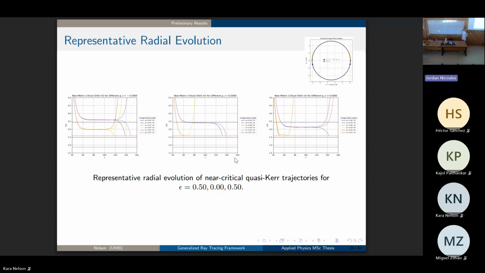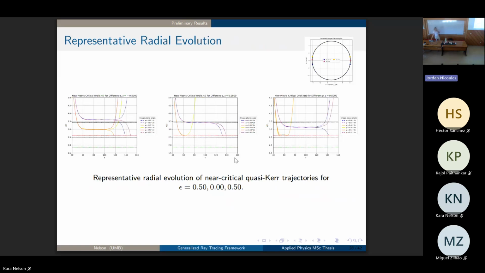So again, we see kind of an asymmetry start to form between a retrograde and prograde orbit. And then you can see that this is behaving a little bit like her, where these trajectories are spending a lot of time lingering near the photon region.